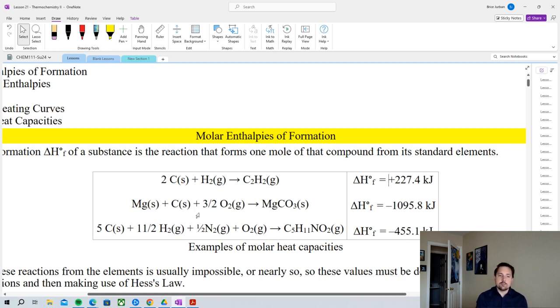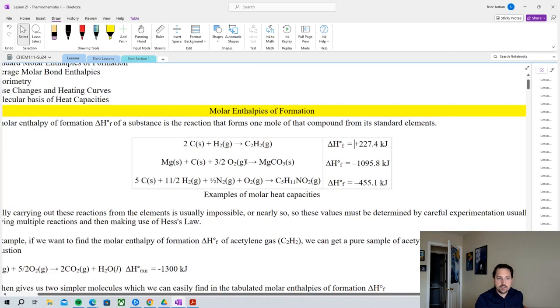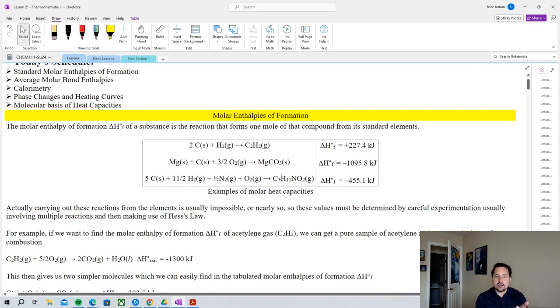So you'll notice that I'm making use of fractions in these formulas, and that's because in order to form 1 mole of these compounds, I need to use fractions here. And this is the requirement actually for these. Okay, so to actually carry out some of these reactions may be usually impossible.